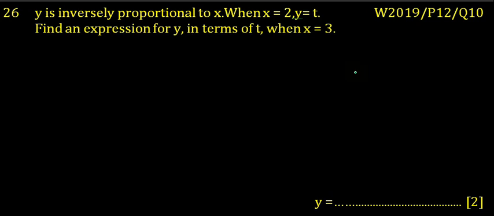10 paper 1 variant 2 November 2019. Y is inversely proportional to x. When x is equal to 2, y is equal to t. Find an expression for y in terms of t when x is equal to 3.